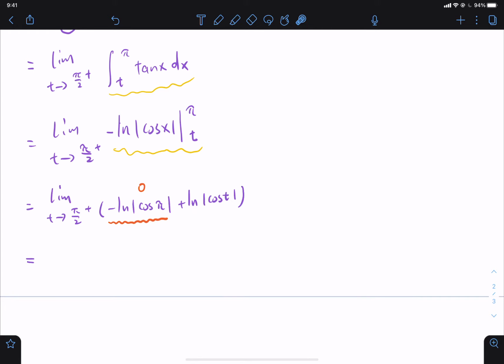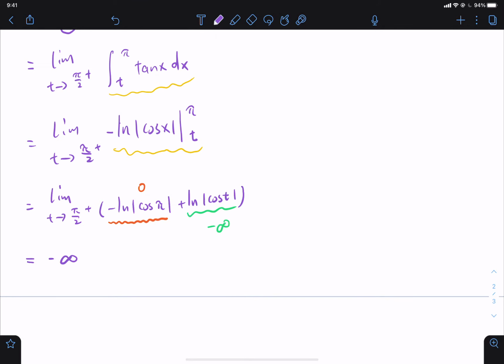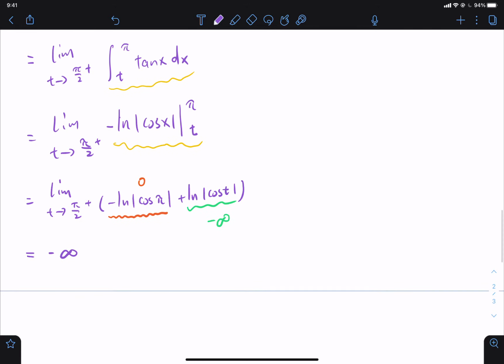This one, when t approaches pi over 2, cos t is going to be 0, right? Cos t is going to be 0. So we are looking at ln 0. ln 0, what is it? That is negative infinity, right? So this guy goes to negative infinity. Okay, so the final answer is negative infinity. Right? That's our final answer. It's not a finite limit, and therefore the answer is divergent.